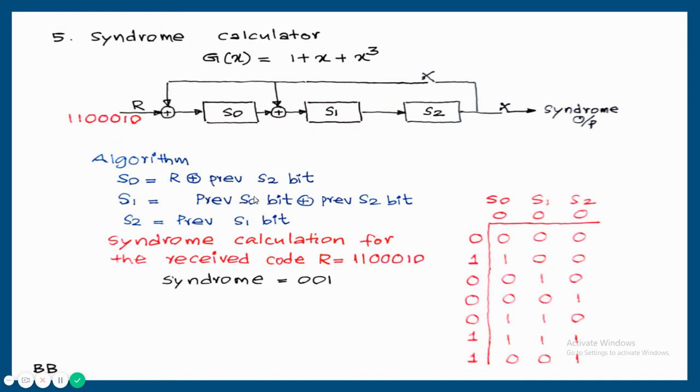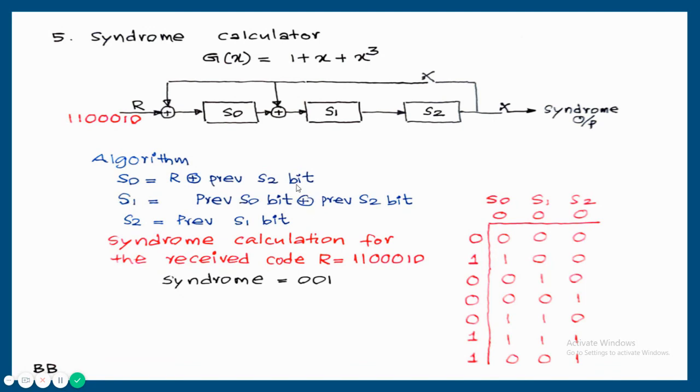So using this algorithm, for the received bits the syndrome can be determined. The received bits are 1, 1, 0, 0, 0, 1, 0. The bit entering first is 0. That is why 0 is written first here. In this table, 0 is written first. So this is the first bit, second bit, third bit, fourth, fifth, sixth and seventh. That's the order it is written here: 0, 1, 0, 0, 0, 1, 1.